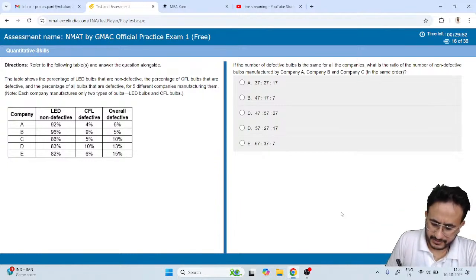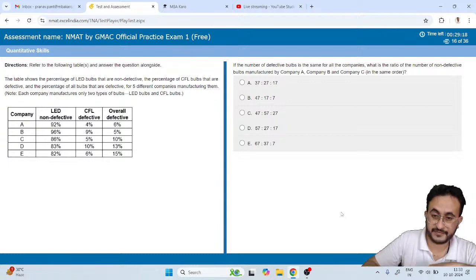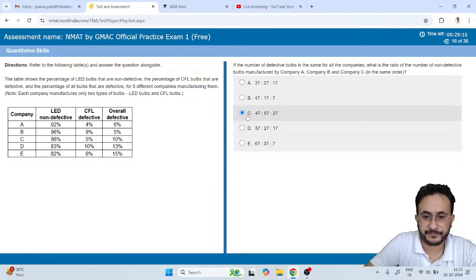6% of A will be equal to 5% of B will be equal to 10% of C. Let us take the LCM: the LCM of 6, 5, 10 is 30. So 6% is 30, so it produces 500. 5% is 30, so 600, and 300. Now non-defective is 94%, so 470. 95% is 570, and 90% is 270. So 47, 57, and 27.